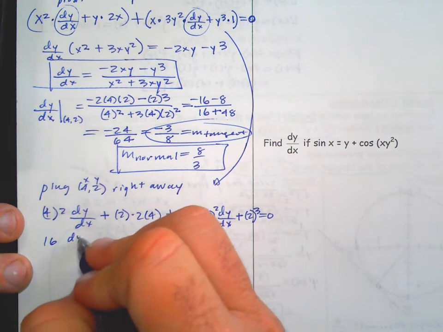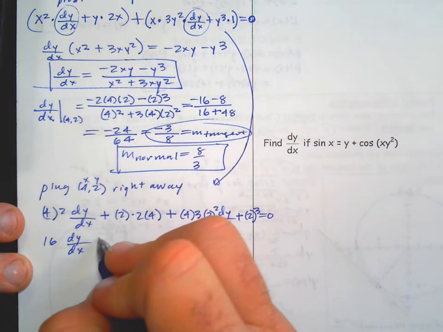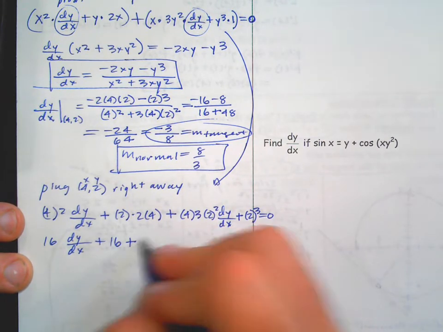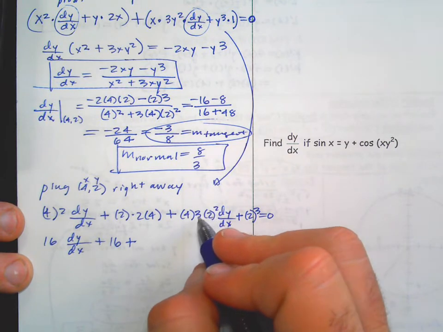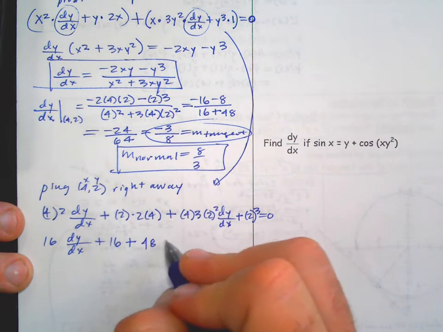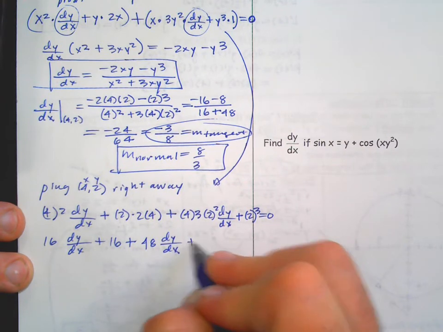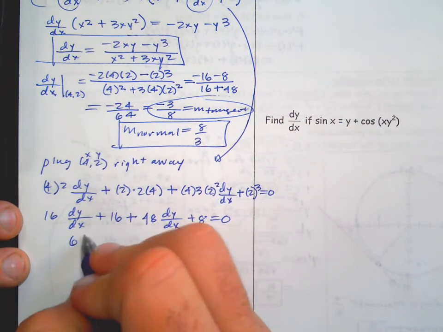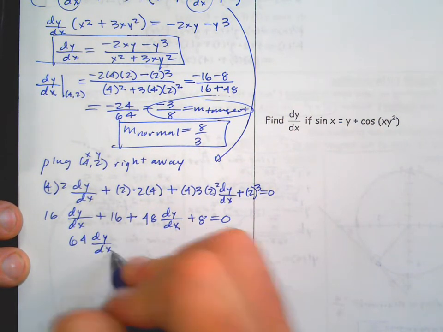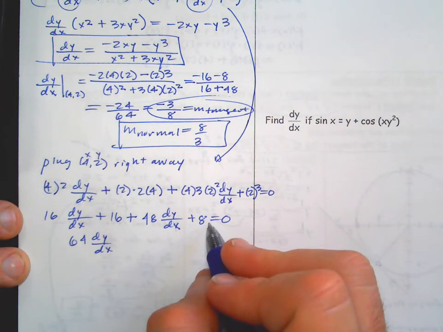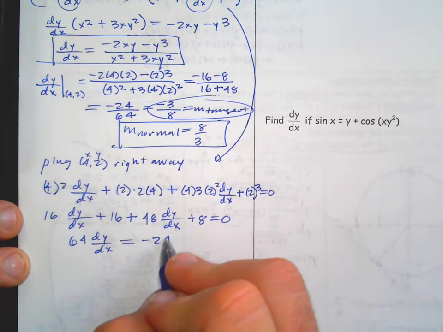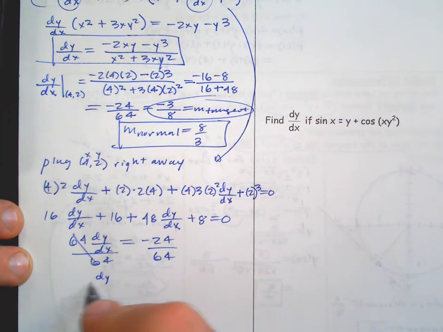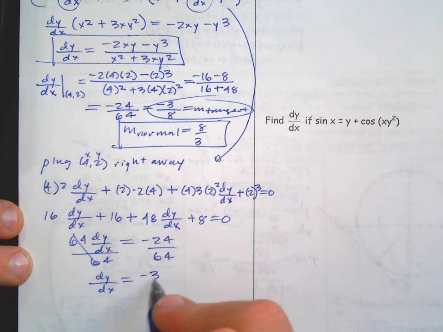And then figure out what the numbers are. 16 dy/dx plus, that's another 16, plus 4 times 3 is 12, 48 dy/dx plus 8. And now, if I want to solve for dy/dx, it's easy to add these together because they actually do have coefficients that can be combined. And then the 24 I can move to the other side and then divide by 64. And then I get dy/dx equals negative 3/8.